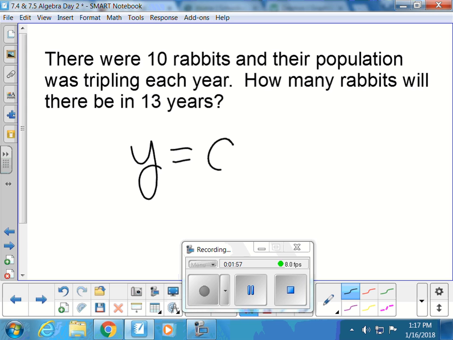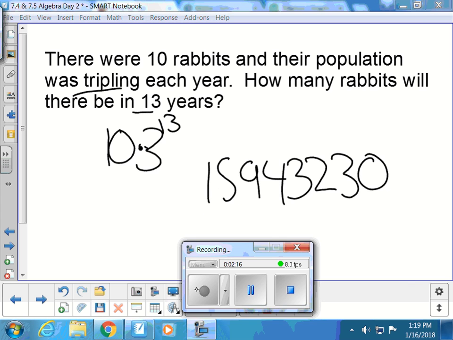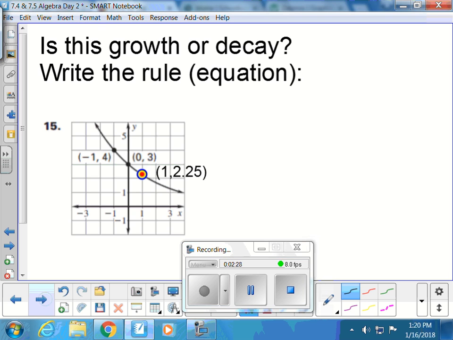You want the most basic exponential growth and decay equation, where A is the starting amount and B is the growth factor. So I'll let you try some ideas and see if you can figure this out. The answer will be very large because there's going to be a lot of bunnies. Alrighty, there's your answer. She put a 10 in for her starting amount, a 3 for her growth factor, and a 13 for the year. So you can see the answer is over 15 million.